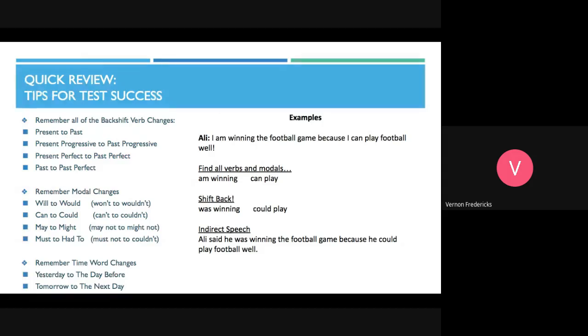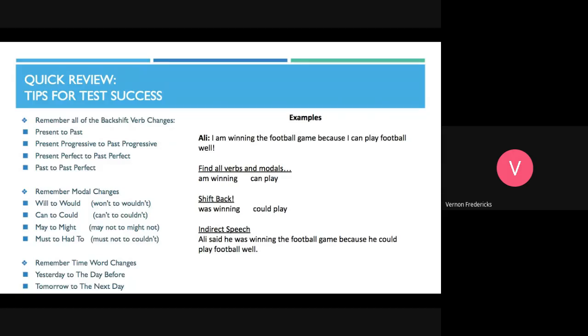Let's have a look at the example here. Ali says, "I am winning the football game because I can play football well." Find all the verbs and all the modals. First of all, am winning is my verb. My modal is can. So shift back.